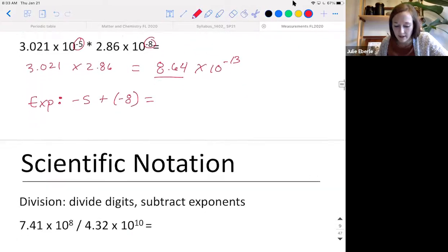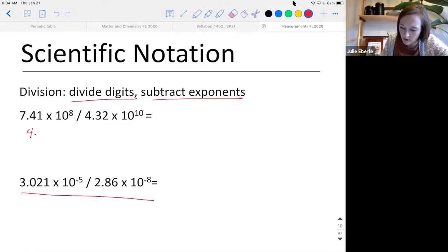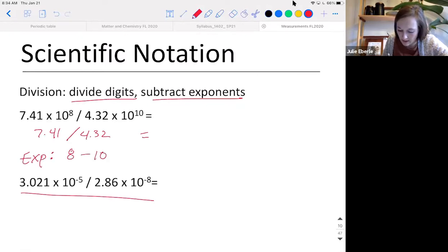All right. Last thing. We're now going to look at division. Here, you divide your base numbers, or your digits, and then you subtract your exponents. For time's sake, we're just going to do this first one so that we can move on to the prefixes and stuff that we need to get to. But if you want more practice, you can come back and do this second one. So let's just do the first one. Sorry, 7.41, and we're going to divide that by 4.32. And then for your exponent part, you should do 8 minus 10.